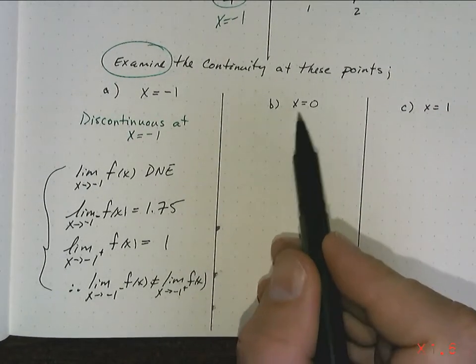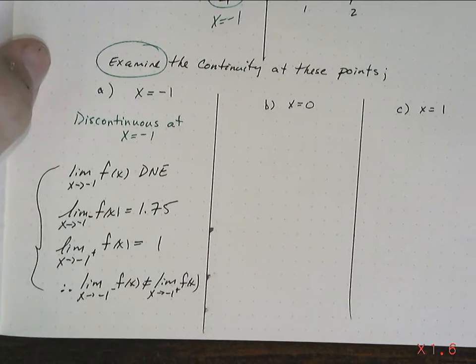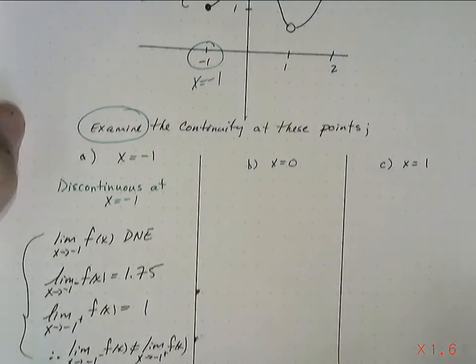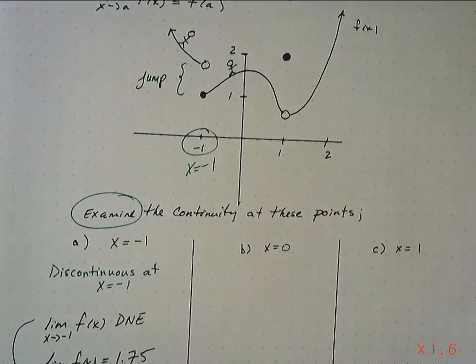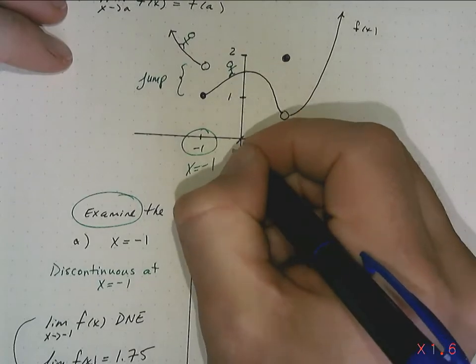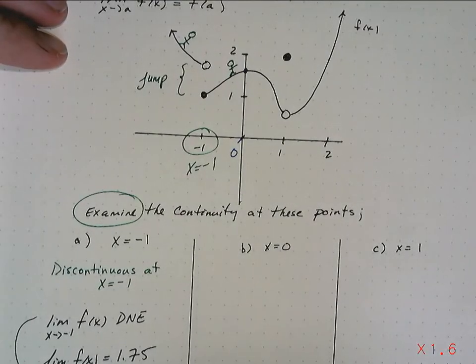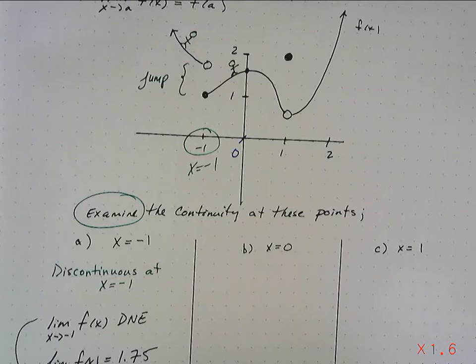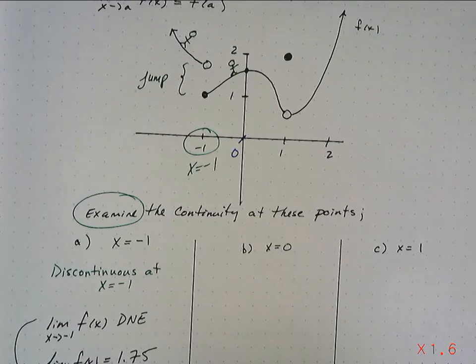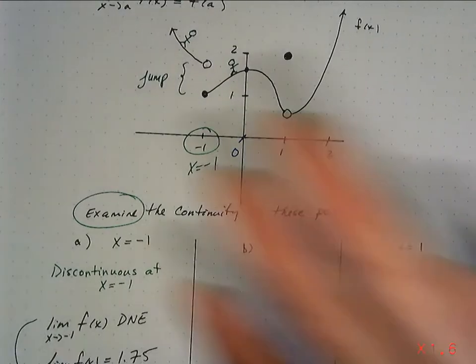Those of you that are done, you can start thinking about x equals 0. What about the continuity at x equals 0? Well, x equals 0 might throw you off a little bit simply because nothing special seems to be happening there. Like there's no holes, there's no jumps. Why would Mr. White ask me to look at the continuity at x equals 0? Well, because it's continuous at x equals 0. Once again, nothing interesting is happening there. It's a nice continuous graph.